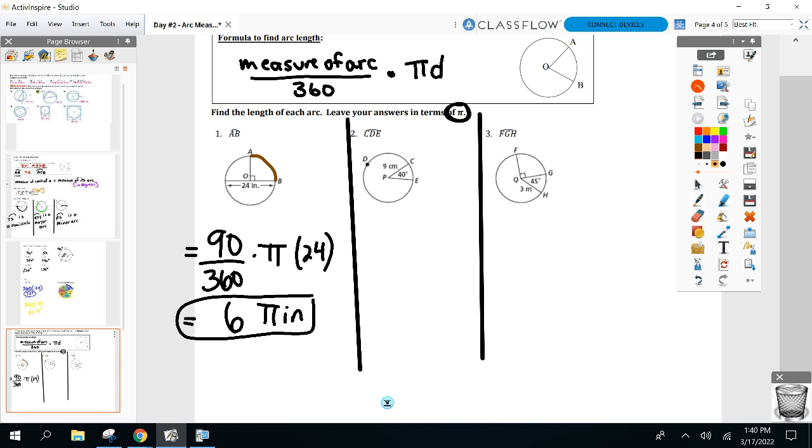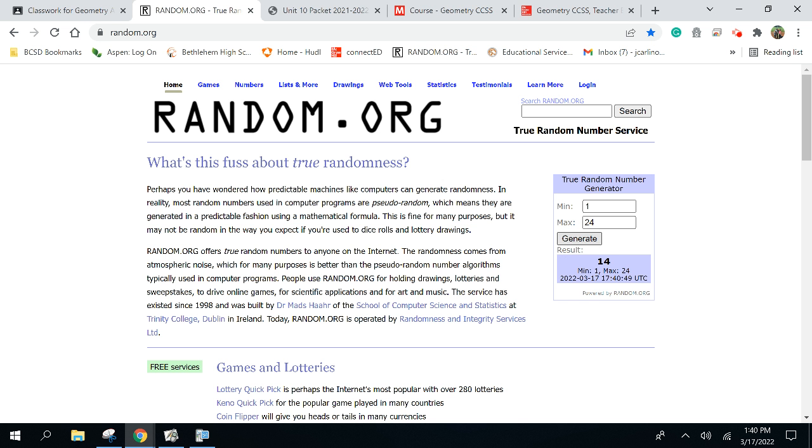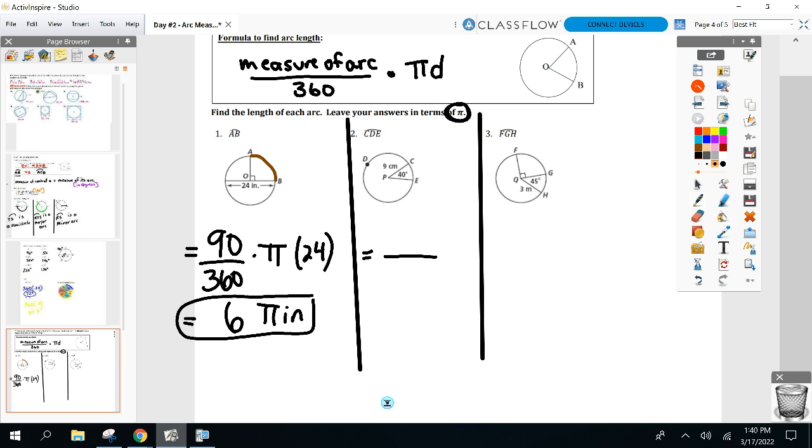Everyone's all good? All right, read carefully. I'm now looking for arc CDE. How long is CDE? What's the length of CDE? Be careful when you answer this question. What is the measure of CDE? 320. 360 minus the 40 I was given. Perfect. Good job, Lauren. 320 over 360.